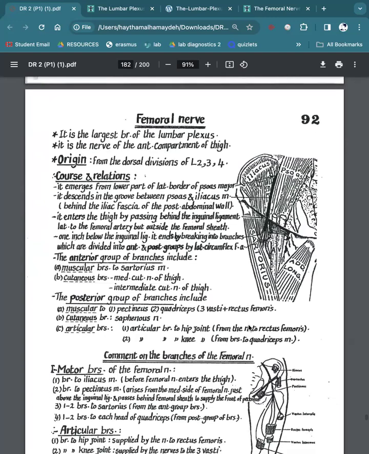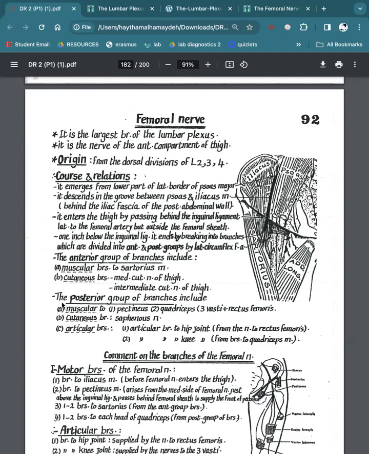The femoral nerve is quite a nerve, but easy as it is. L2, L3, L4 is its origin. This is the course where it emerges and where it ends. It has an anterior division and a posterior division. The anterior division supplies muscles and skin. Of the muscles, it supplies the sartorius muscle. For the skin, it gives the medial cutaneous nerve of the thigh and the intermediate cutaneous nerve of the thigh.